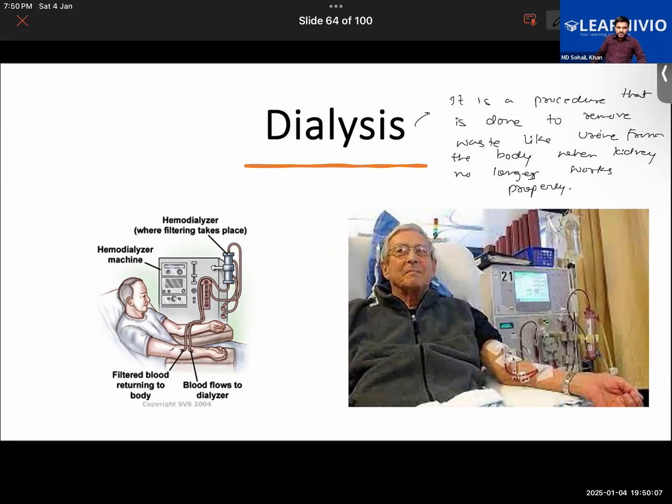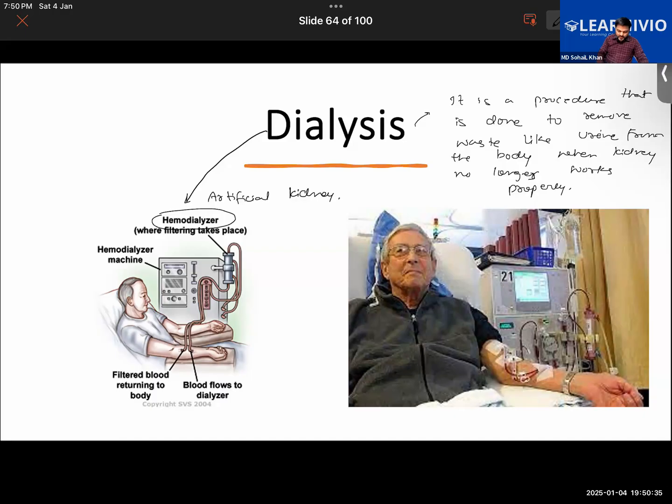Hope you're getting it. In a situation of kidney failure, when the kidney fails to do its work, the person is put in this machine. That machine is called a hemodialyzer. We can also call this an artificial kidney. So that's the artificial kidney here.